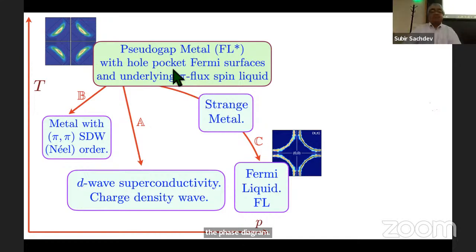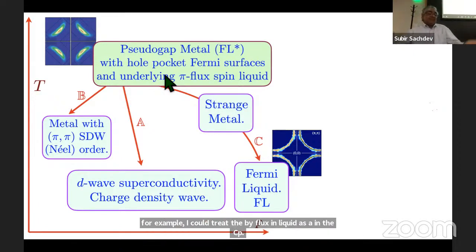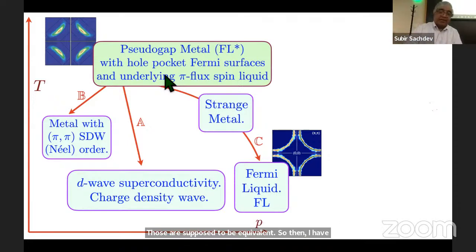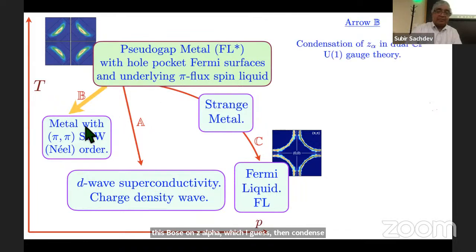And so there are many different things I could do. For example, I could treat the pi-flux spin liquid in the CP1 formulation, where I could write it in terms of bosonic spinons. Those are supposed to be equivalent. So then I have this boson z alpha, which I can then condense. And what will you get? Well, you will get this state here. You'll get spin density wave order. You get hole pockets. And in fact, now there are some very beautiful experiments showing the full hole pocket in the presence of Neel order by Kondo et al. at low doping. So if you condense the z alpha, you get this.